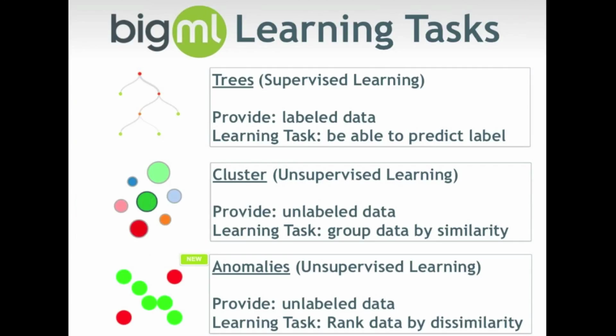Next, we have clustering, which is an example of unsupervised learning and does not require a labeled data set. The goal here is to discover structure in the data itself, specifically to group the data by similarity.